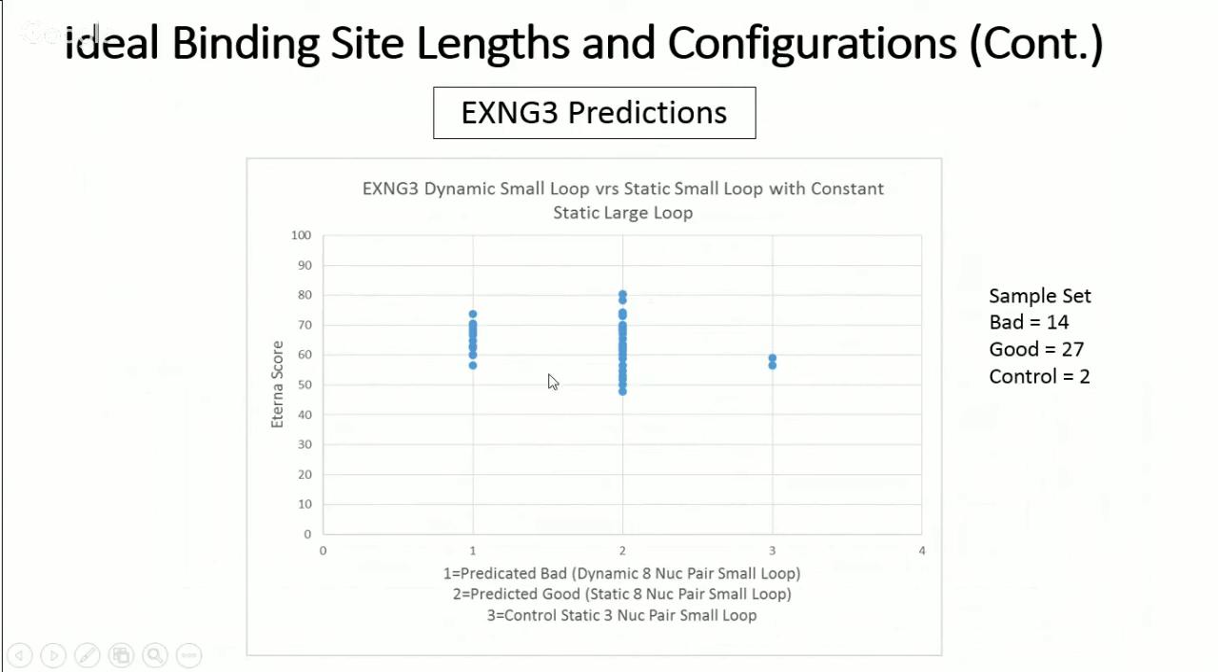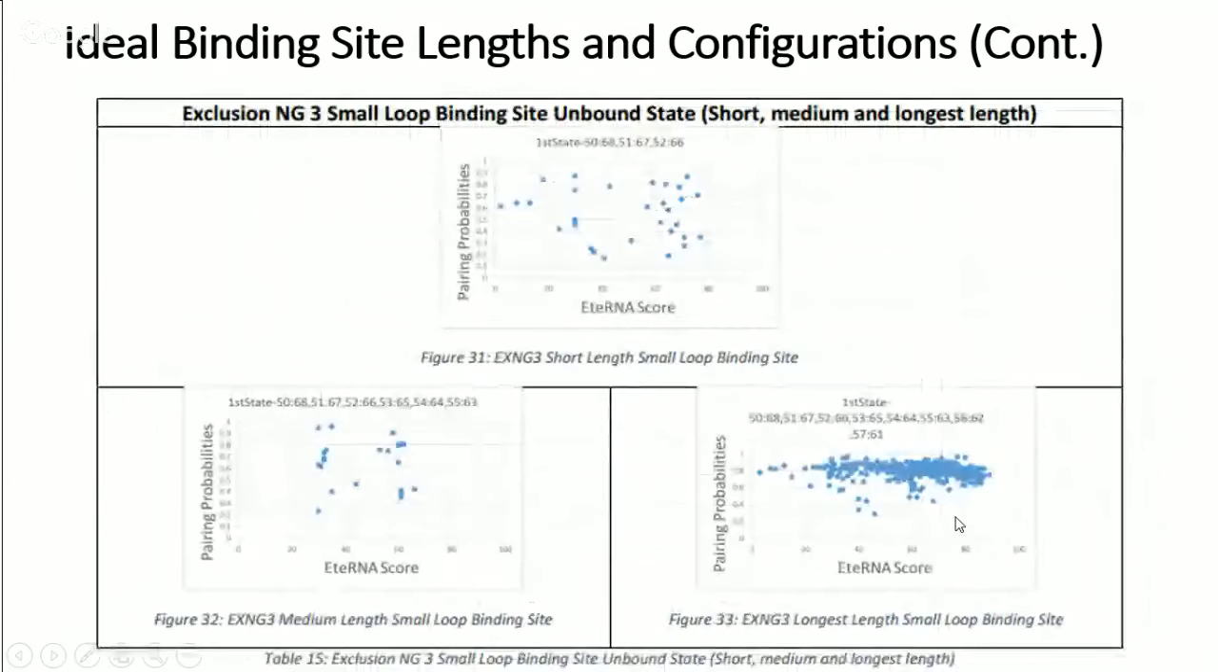So in here you actually have a good sample set: bad 14, good 27. And this is showing, I think, a good example of how the dynamic loop is not as good as the static loop. The static loop really does do better. And here are the same plots again, the pattern there.